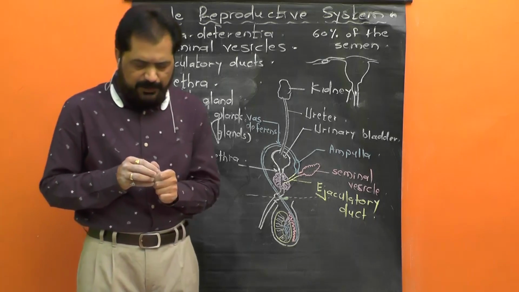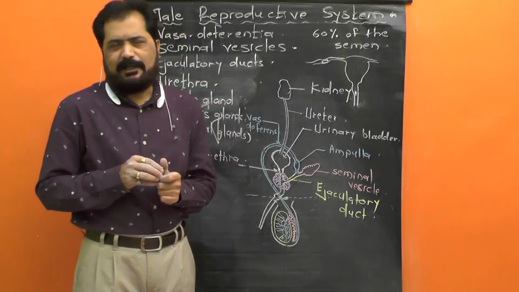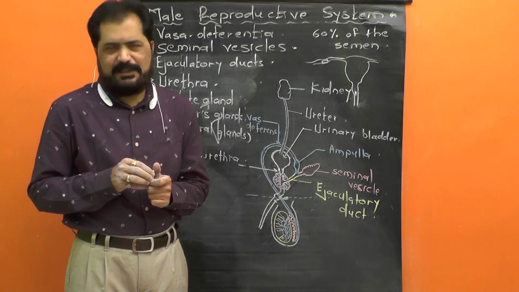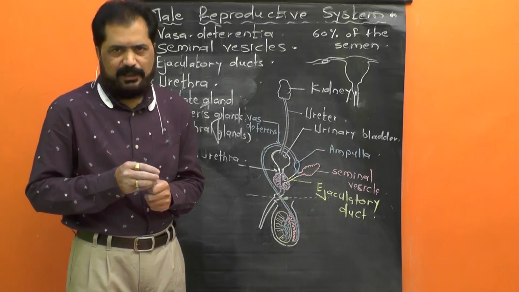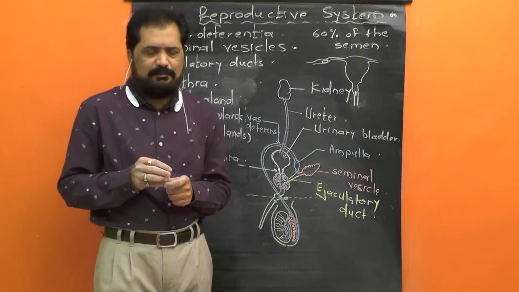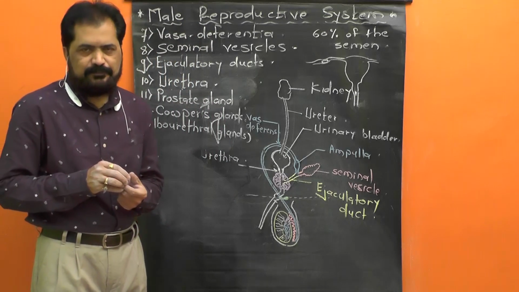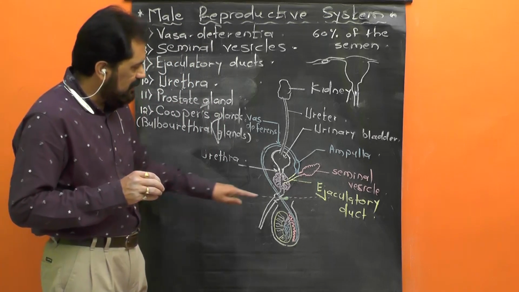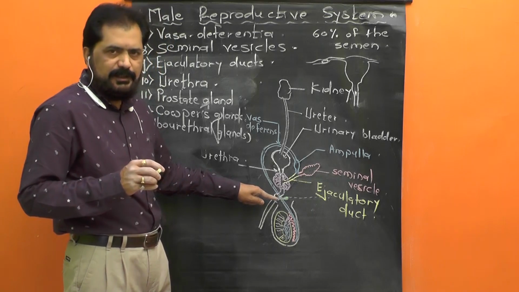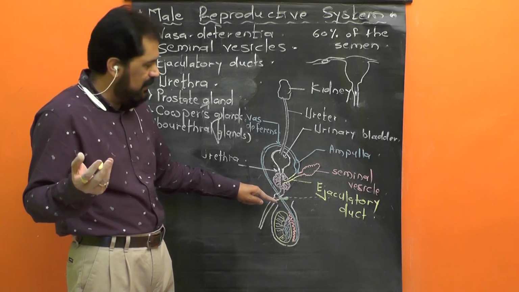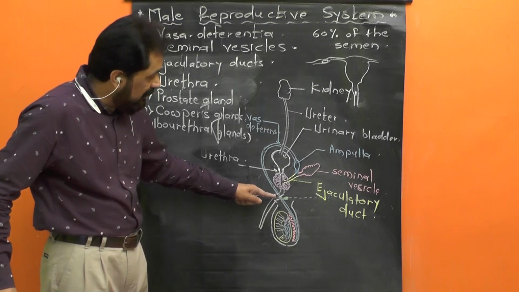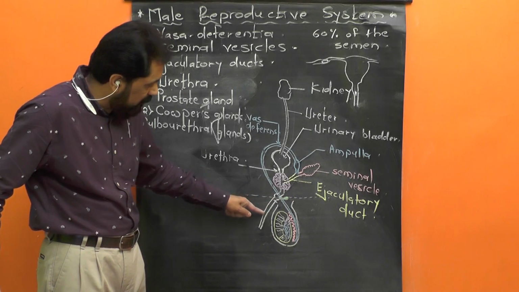Actually, this Cowper's gland secretes alkaline and sticky material, that is mucus, and it has a great importance because the secretion of Cowper's gland, that is alkaline mucus, neutralizes the acidic nature of the urethra.